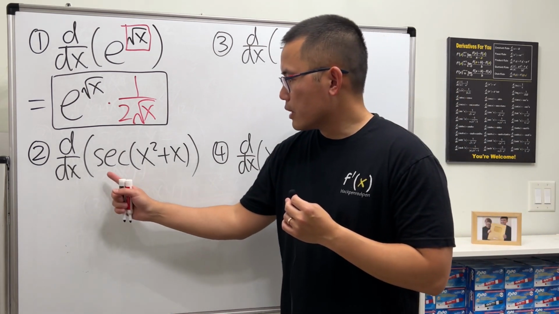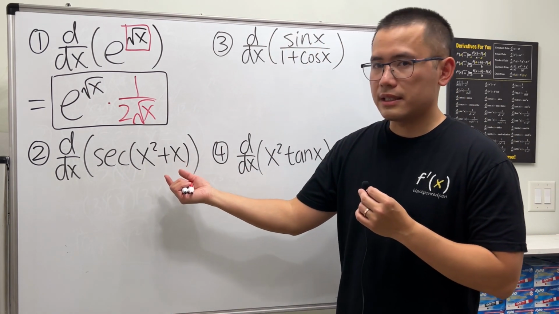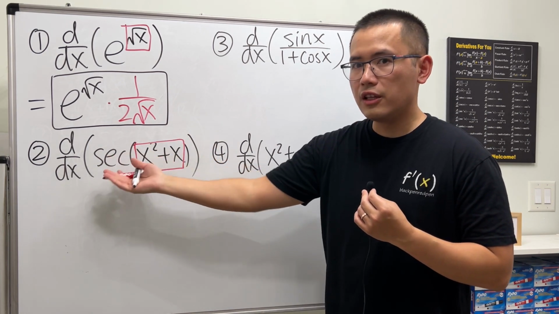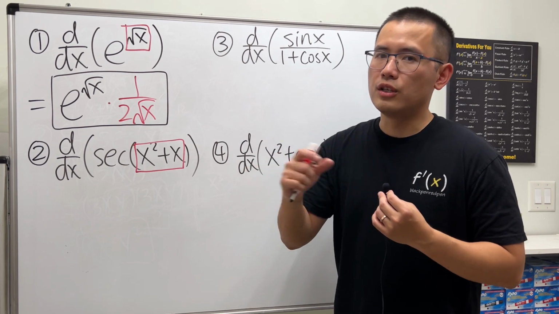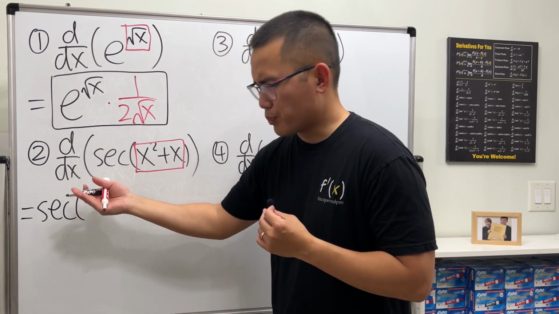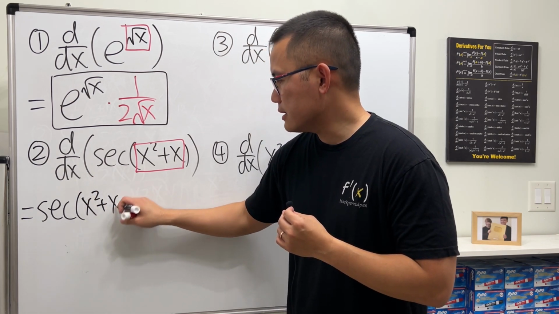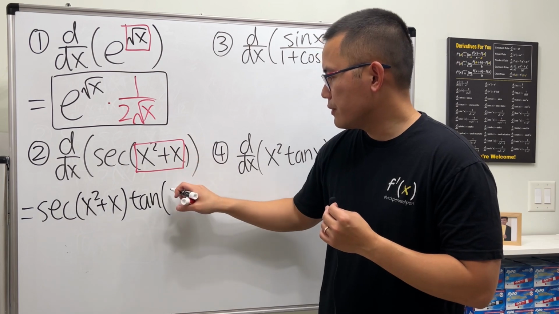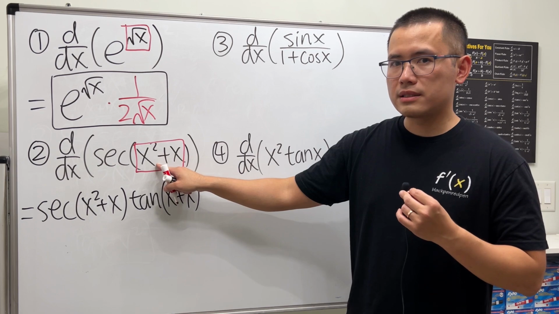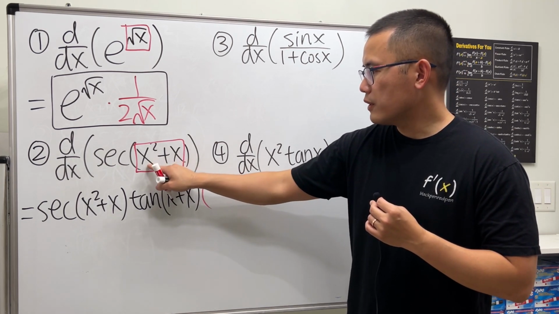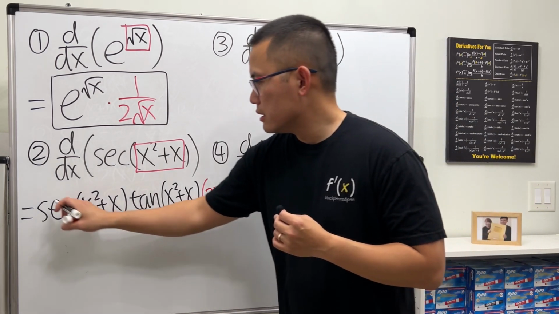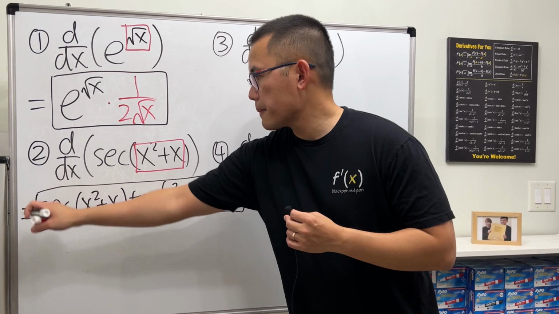Now for the next one, derivative of secant of x squared plus x. Here we have an inner function. Derivative of secant of a box is what? Secant box, tangent box. So we will have secant, the box inside, use parentheses for the answer, so x squared plus x, times tangent of that. Now, what's the derivative of inside of the box? Well, it has two terms. The first one gives us 2x, and the next one gives us plus 1. And that's it. This is the derivative for that.